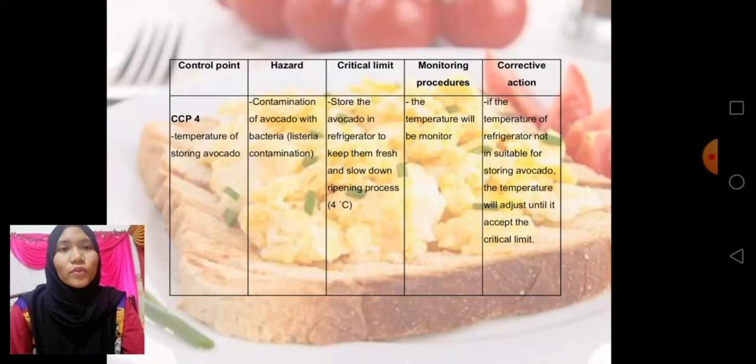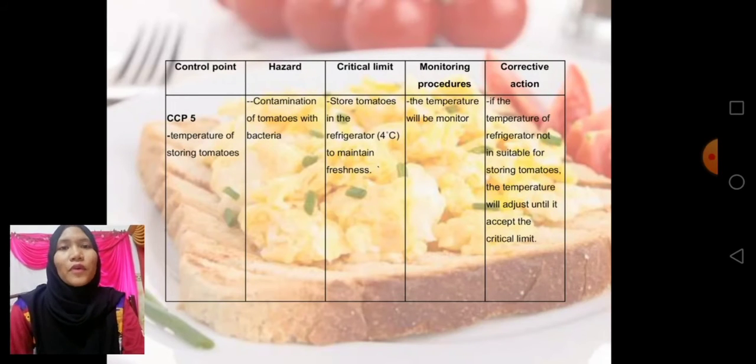The next one is CCP4, which is the temperature of storing avocado. We know about the contamination of avocado with bacteria such as Listeria. So we store the avocado in the refrigerator to keep it fresh and slow down the ripening process, which is important. We use 4 degrees Celsius. The temperature will be monitored. If the temperature of the refrigerator is not suitable for storing avocado, the temperature will be adjusted until it meets the critical limit. This is the corrective action that we do.